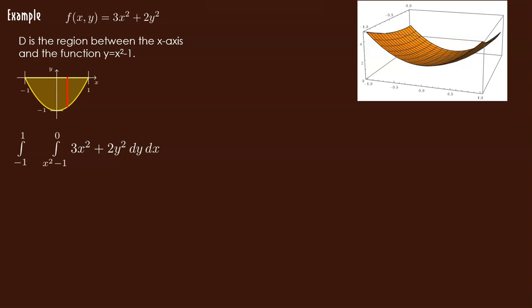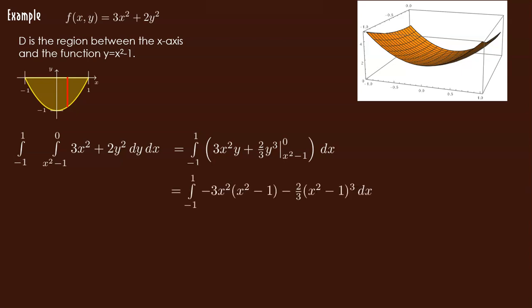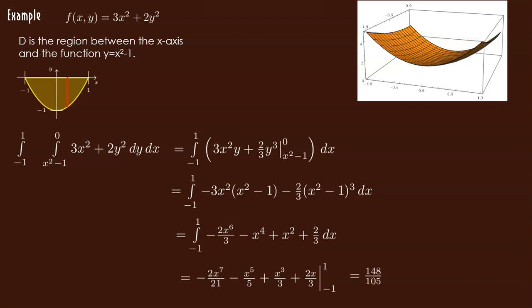First I integrate with respect to y on the inside. So I get 3x squared y plus 2/3 y cubed, going from x squared minus 1 to 0. Then I plug in and simplify a little bit. At this point I have to say I was trying to be fancy. I tried to figure out how to integrate x squared minus 1 cubed using a trig sub or something cutesy, and then I just said, screw it. I'm just going to multiply that out. And then I can do nice normal power rules, gross fractions, but hey, they're just fractions. Plug and chug, get 148 over 105.